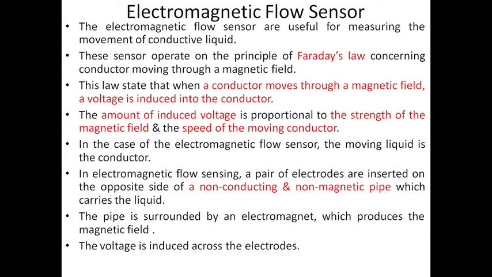Okay, so here we are going to measure the flow, meaning we are going to measure the velocity by using the electromagnetic way. That's why we call it electromagnetic flow sensors.